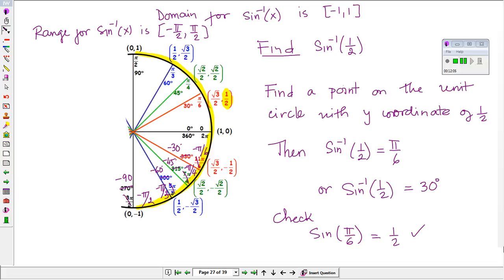So any questions? Yeah. So just make sure that when we find the inverse of sine, our input will be a number from -1 to 1. Our output will be the angle in degrees from -90 degrees to positive 90 degrees, or the arc length in radian will be from negative pi over 2 to positive pi over 2.